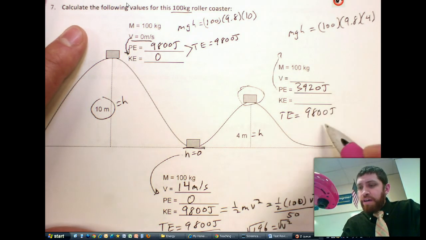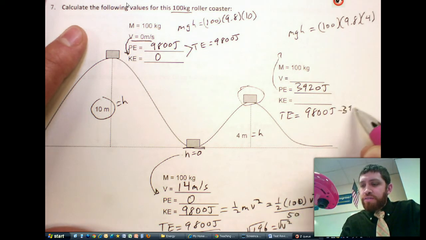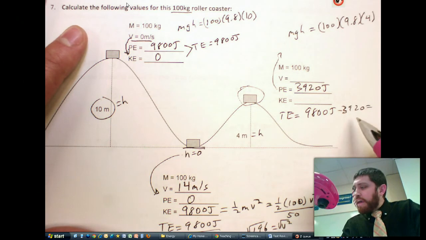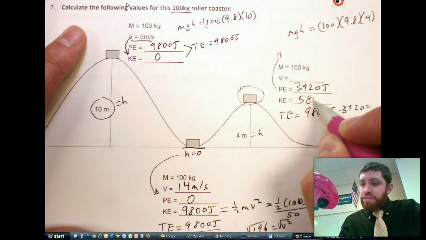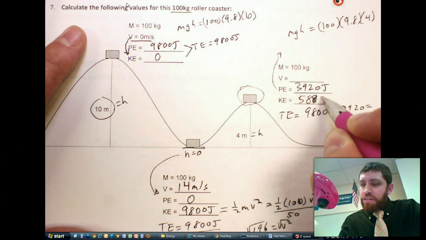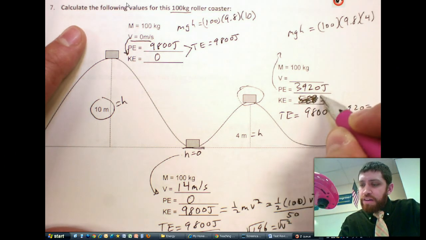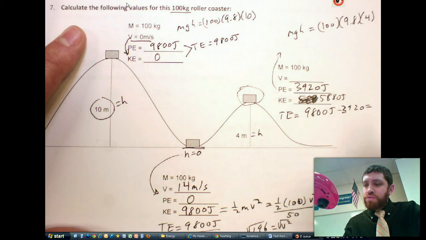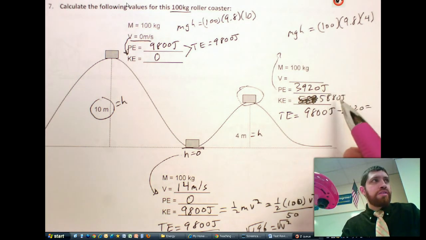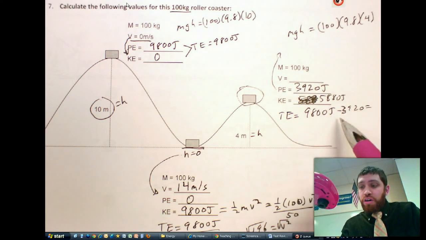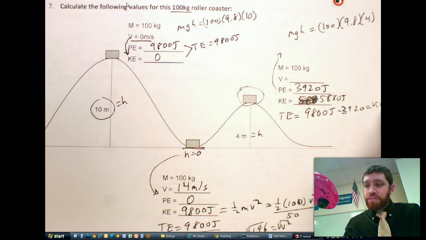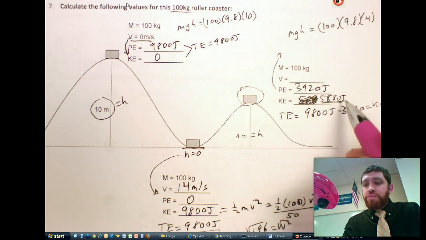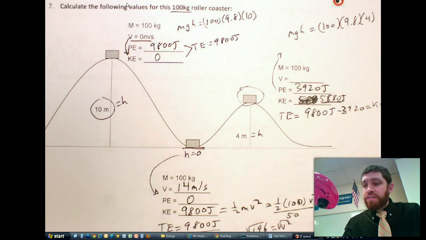All right, so to find that, we can simply subtract 3,920 from 9,800, and you should get 5,880 joules. So 3,920 plus 5,880 will give you a total of 9,800 joules total energy. That equals the kinetic energy.